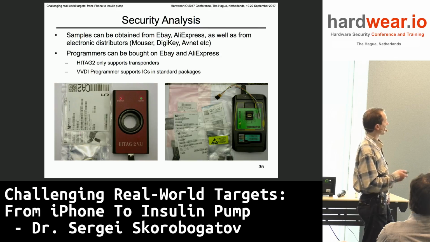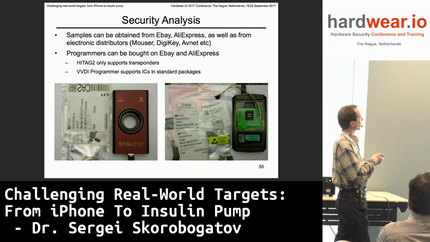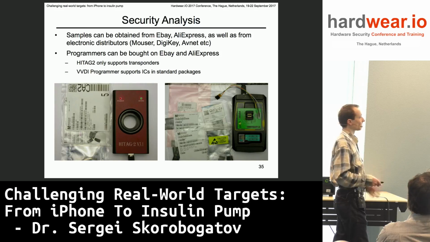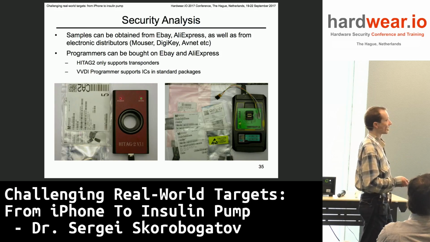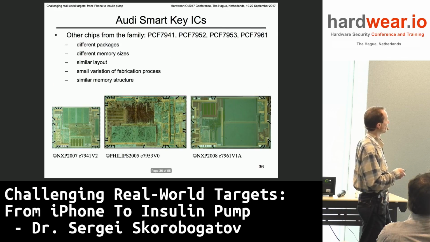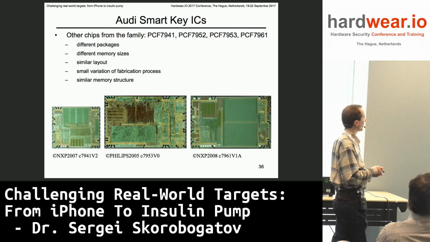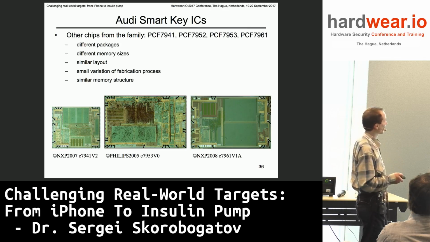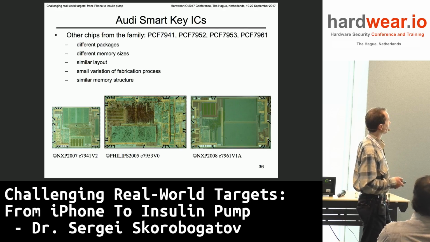You can even buy the programmers for these chips from eBay and AliExpress. You can buy the programmer for transponders, and you can buy a programmer for those normal ICs, so you can program any test data inside and see how the chip functions. I looked at different chips in the family. They have a very similar structure and just different packages, different memory size, slightly different layout, but the fabrication process is similar.